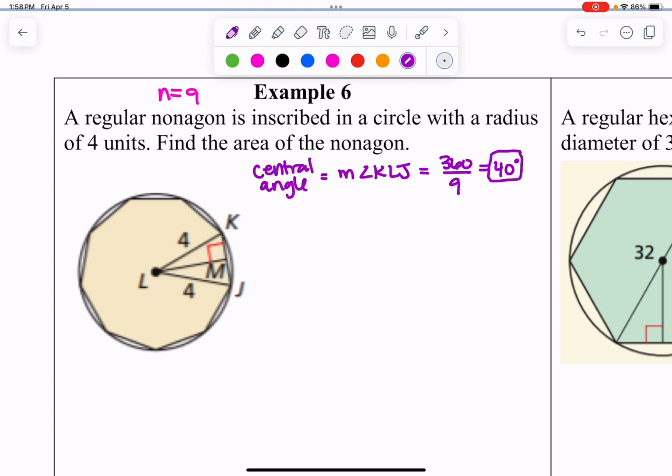Now that I know my whole central angle here is 40 degrees, I can find the little angle inside of my right triangle, angle KLM, by having that. So now I know that angle KLM is going to be half of 40, which is 20. So let's go ahead and pull out that right triangle here and make it a little bit bigger so we can see it.